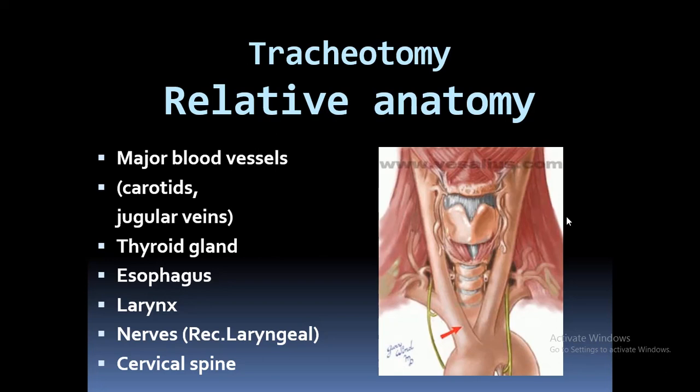The thyroid gland is present in front of the trachea, especially the isthmus of the thyroid gland. Esophagus is present behind the trachea and the larynx is present above the trachea. The recurrent laryngeal nerve is also very important because it supplies the vocal cords, and injury to this nerve can cause a change in the voice or hoarseness of voice, and it runs in the tracheo-esophageal groove. And then is the cervical spine, which is present behind the esophagus.